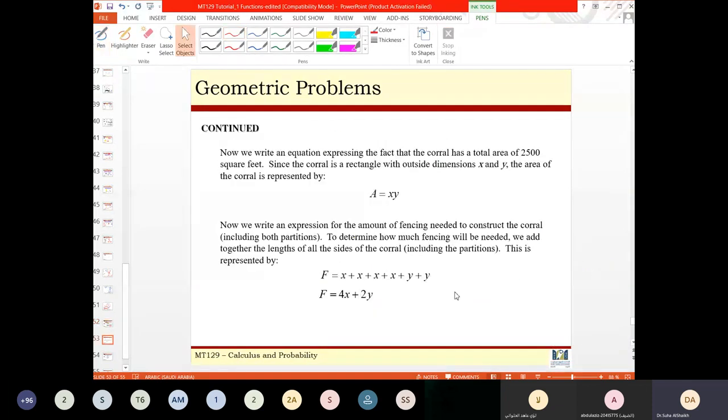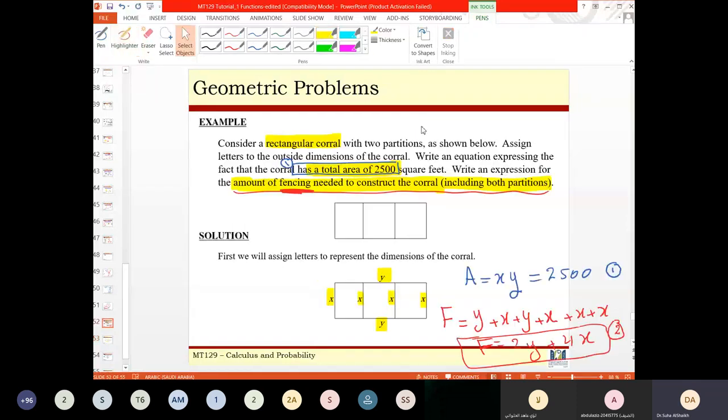And you can find the solution here. It's very clear. This is the area, which should equal 2500, and this is the fencing. He said fence, so I call it F. You can use any letter. If it doesn't come to your mind to use F, you can use whatever letter you want to use.